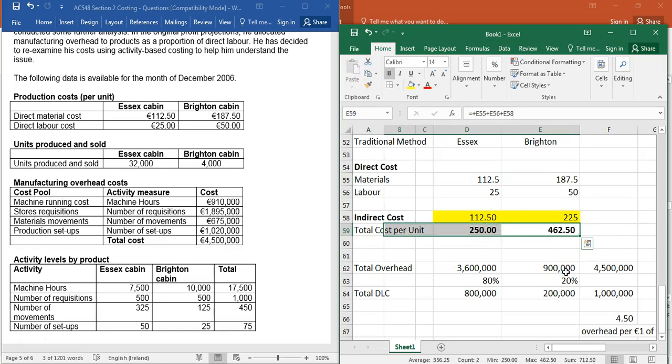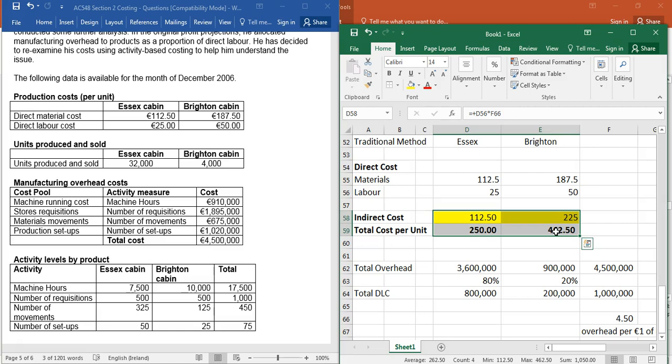So 250 and 462.5. Now, one key insight if you're looking for students to make comments here is, one good thing we want students to pick up on is, essentially the indirect costs are nearly half of the total cost. So that's a very important point, because if we get this allocation wrong, it will have a massive swing in the pricing of both products and the profitability of both products. So when I'm looking for students to make comments in subsequent requirements, we're seeing can students pick up on the importance of these aspects.